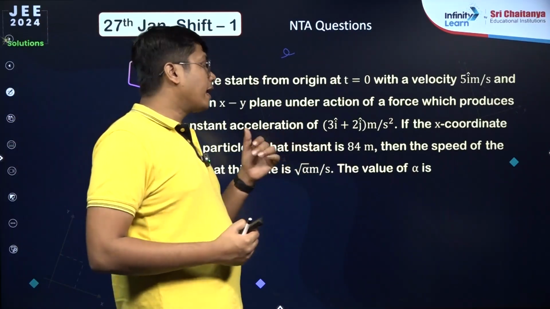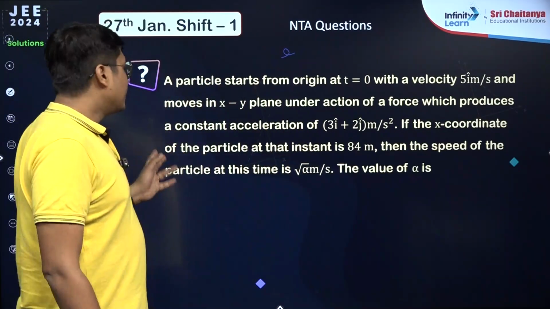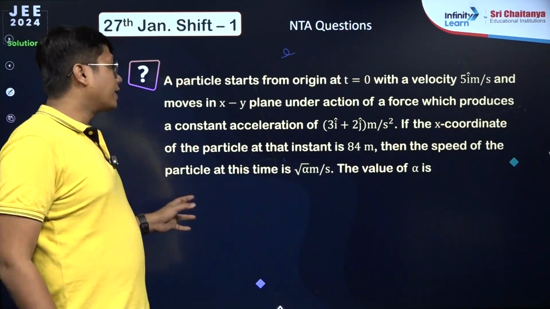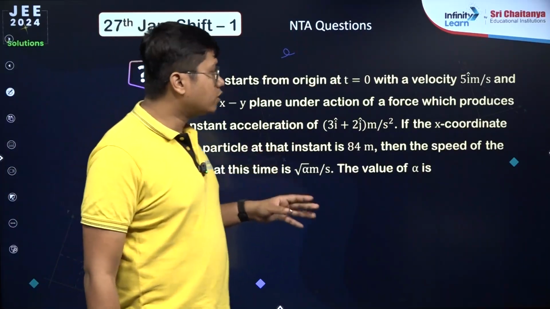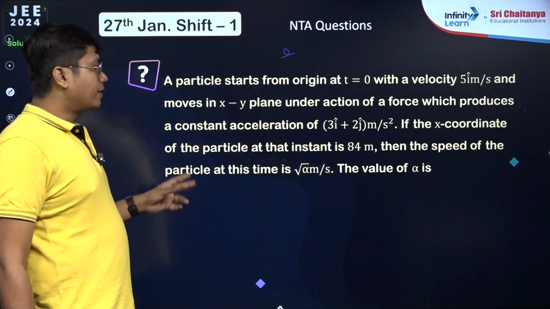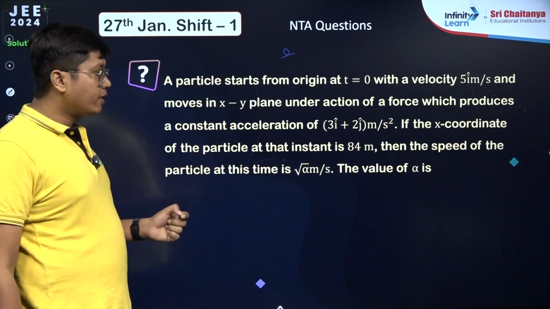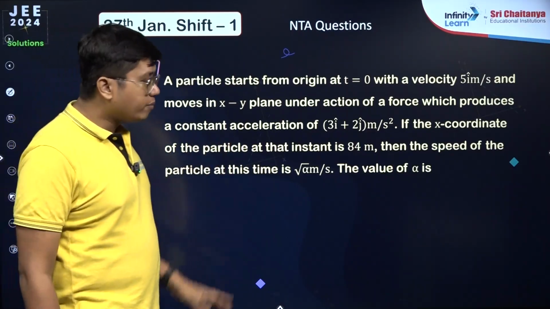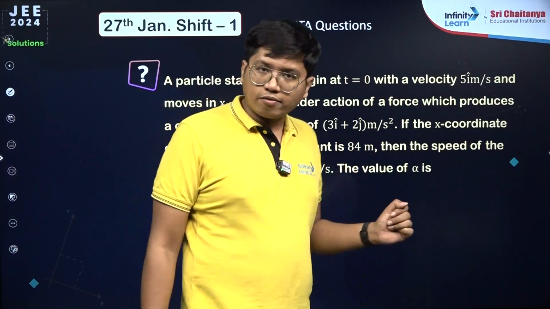of 5 i cap meters per second, moves in the xy plane under the action of a force which produces a constant acceleration of 3 i cap plus 2 j cap meters per second square. If the x coordinate of the particle at that instant is 84 meters, then the speed of the particle at that time is root alpha meters per second. What is the value of that alpha?